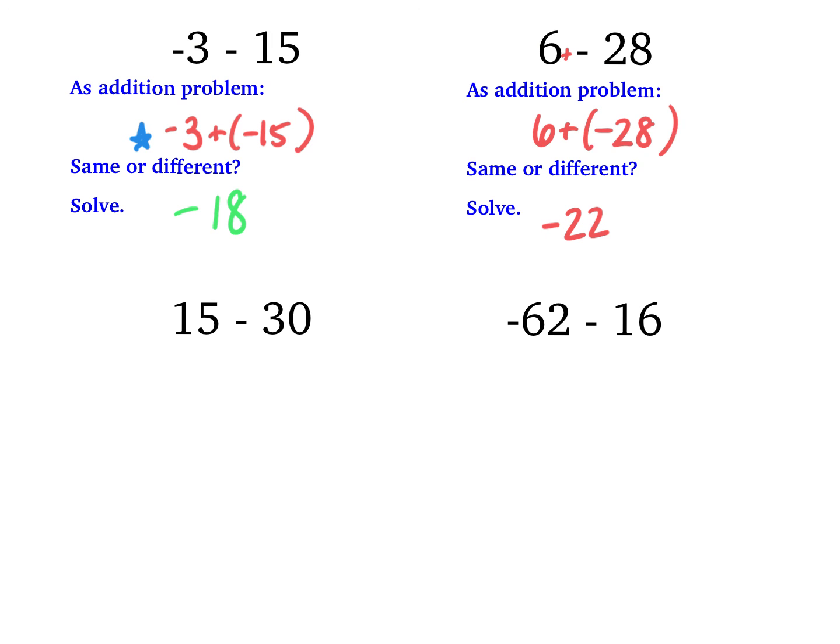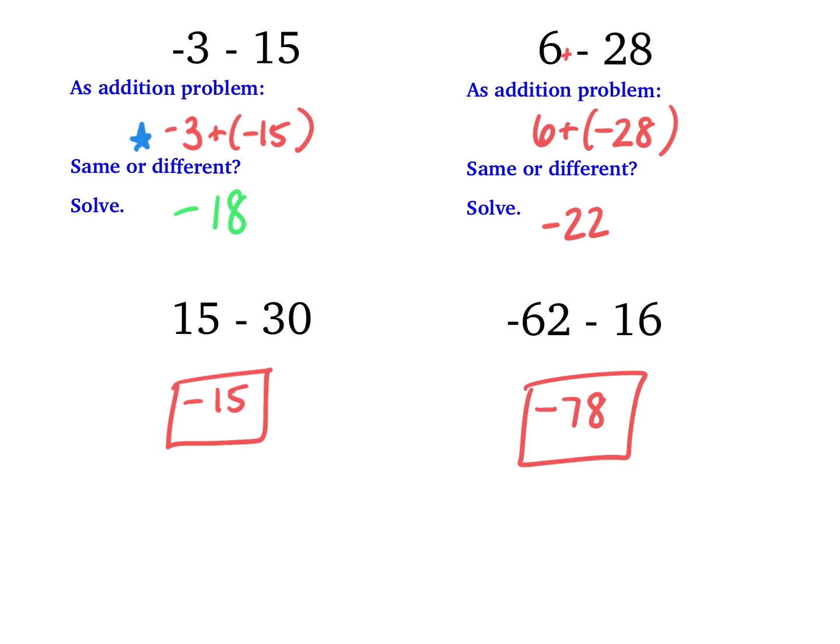You may not need that strategy and can start to visualize these already. So if I have a positive 15, I'm subtracting 30. I can see that that's pushing me into the negatives. So I'm taking 15 positives away, and that would push me into negative 15. With a negative 62 minus 16, I'm already in the negatives, getting even more negative. So more negative from negative 62 would be a negative 78.